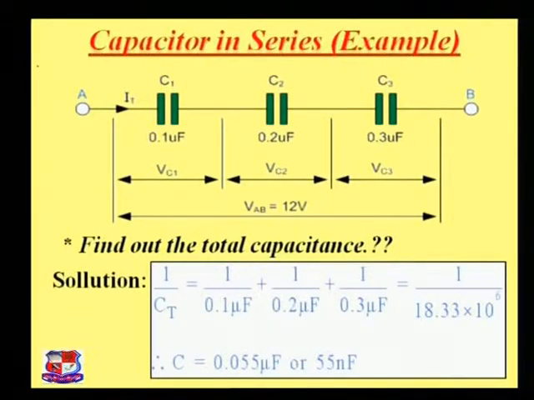18.33 into 10 raised to 6 microfarad. So now take the reciprocal of that equation, and we can find that Ct equals 0.055 microfarad or 55 nanofarad. So this is the overall capacitance for the 12 volts applied to the A and B terminals.